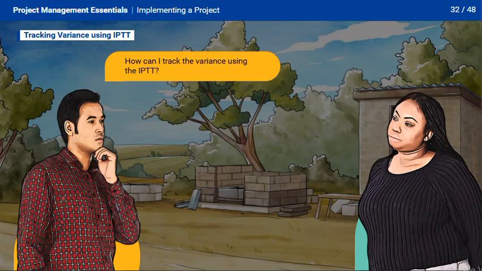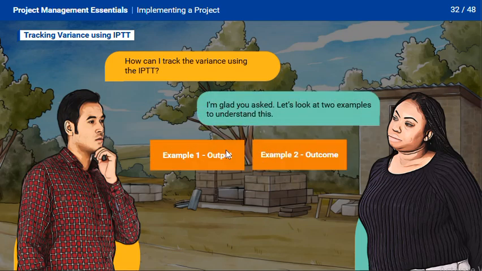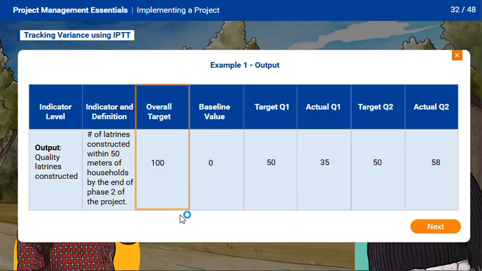How can I track the variance using the IPTT? I'm glad you asked. Let's look at 2 examples to understand this. The plan was to construct 100 latrines by the end of second quarter, 50 in first quarter and 50 in second. However, only 35 latrines were constructed in first quarter and 58 in second quarter, as you have noted in the actual columns, which means 93 latrines were constructed against planned 100, which gives a variance of 7.